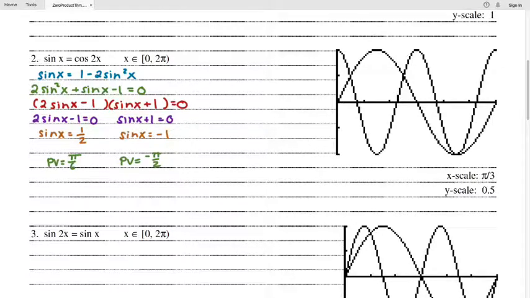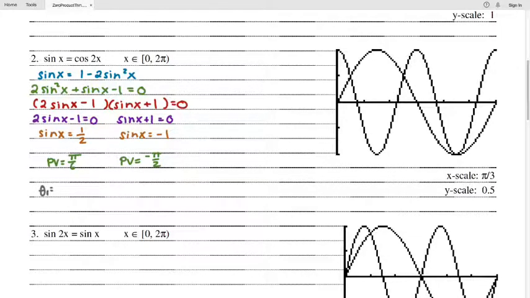Okay, so then we move on. We are looking for the general solution equations first. Now, these both yield principal values from sine. So we're going to use the general solution equations for sine in all 4 of the equations we represent.